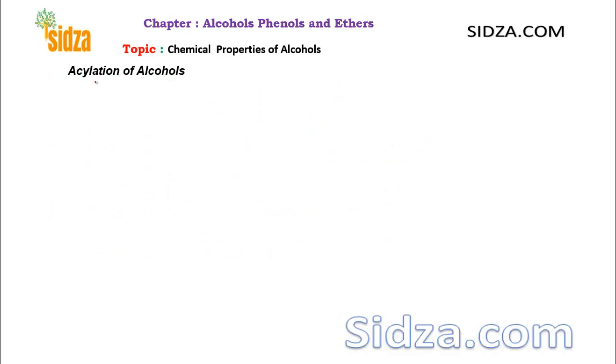Now what about acetylation, or you can say acylation? Acylation is a general term, right? An acyl group is RC double bond O. This is called an acyl group here, and we can attach the acyl group to the alcohol. That's what we call acylation, right? So what do you get then? You get the ester again.